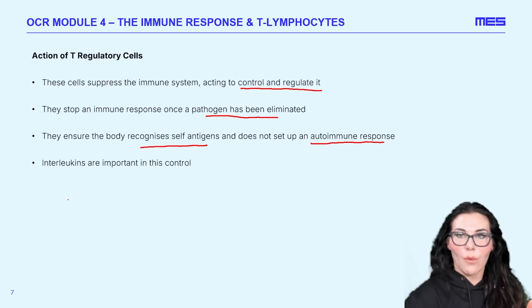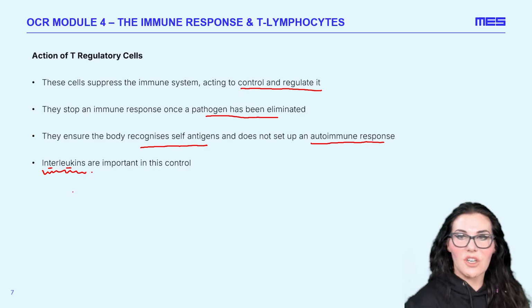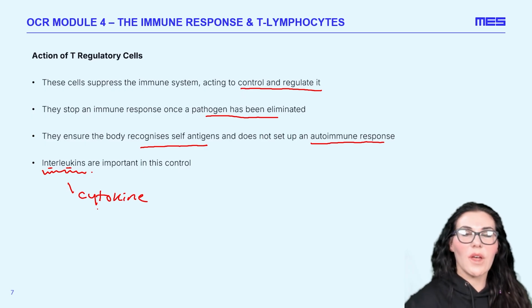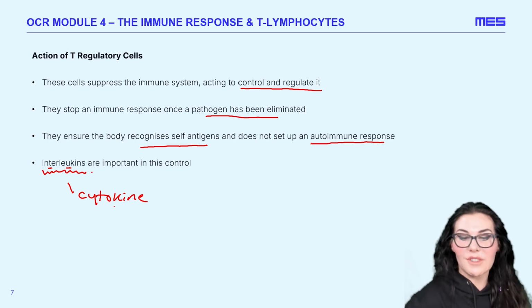And also involved are chemicals called interleukins. Inter means between and leukins means white. So interleukins are actually another type of cytokine, which I'm going to mention in a minute, which are specifically chemical signals or signalers between different types of white blood cells.